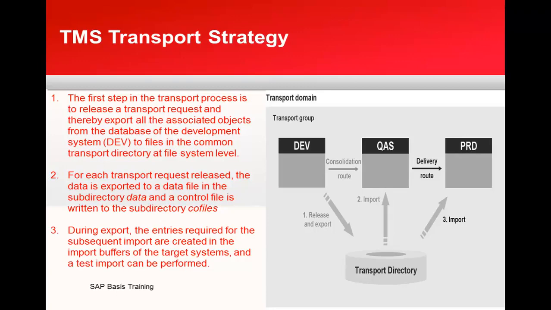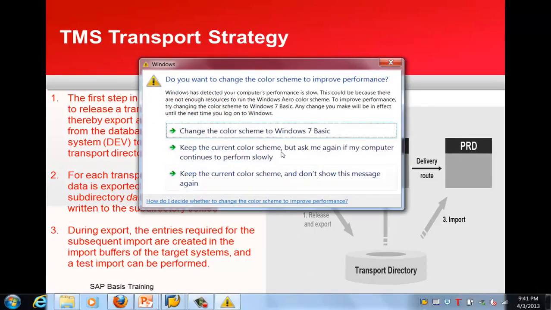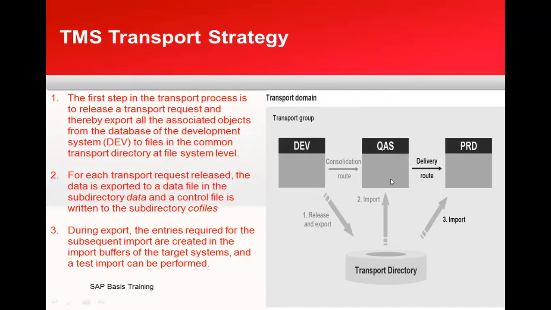To make this happen, there is a central transport directory. As step one, the changes are created in a transport, and they are released and exported from the dev system. Once they are exported, you can import those changes in the quality system, that is QAS. After it is imported successfully, you can test and validate, and after a successful test, you can import them into production. So this is a simple transport strategy.